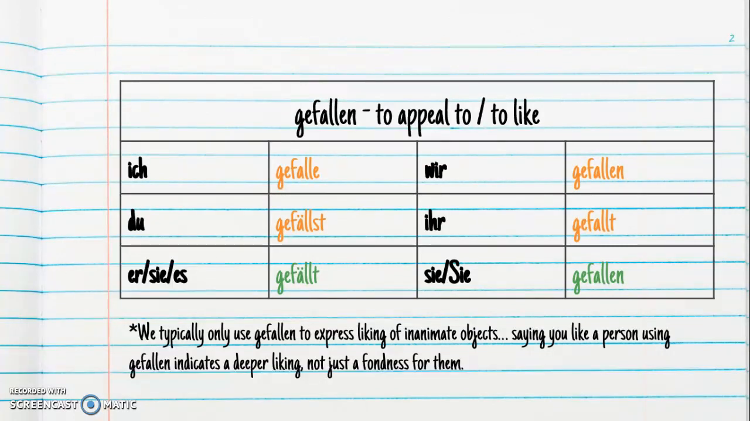The reason is because you would be saying something like, I appeal to you, if you said, ich gefalle dir. And when you do that, it's kind of like saying you like someone more than a friend. So we're not going to use that. You could, but in this section and for our sake, we're going to be talking about inanimate objects and how you like clothing and that sort of thing. So make sure that you write down the verb chart, but note that the bottom two, er, sie, es gefällt, and sie gefallen, those are the important ones.